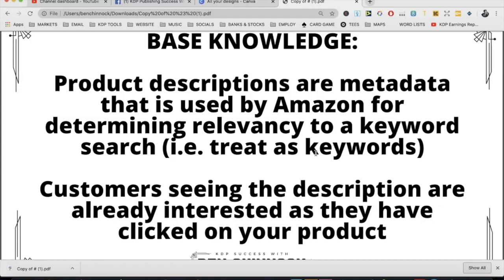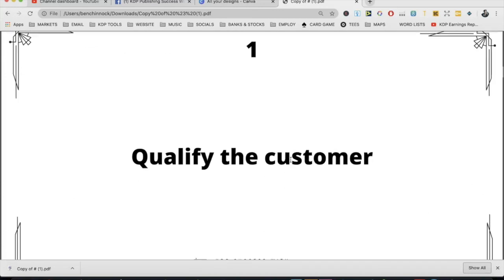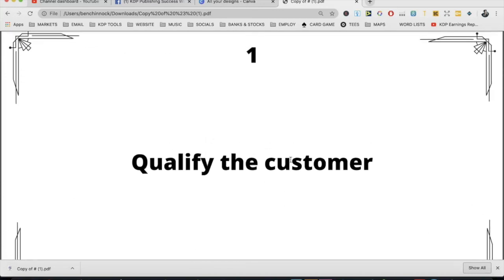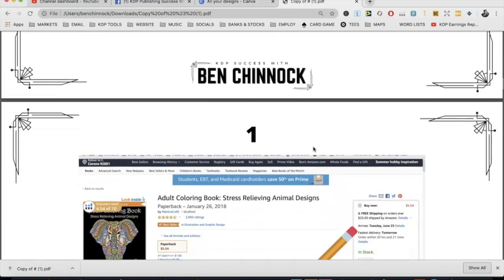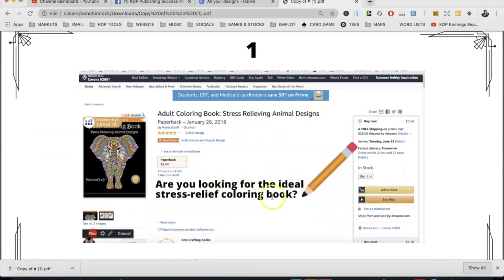So first, you want to qualify the customer in your description. So there's 5 things you want to do. The first one is qualify the customer. So to qualify the customer, we're going to ask a question that sounds like it's targeted at the customer, but in reality, we already know this about the customer.